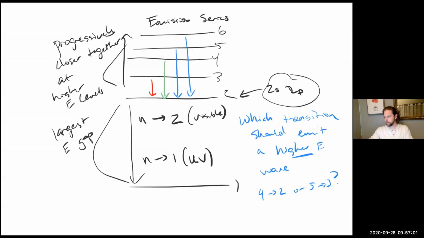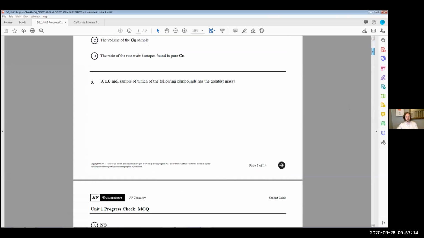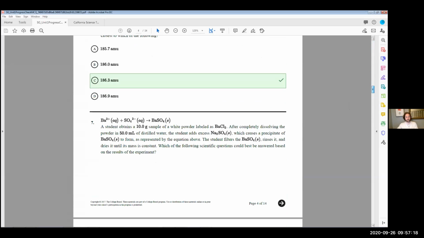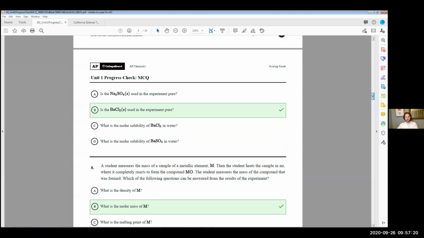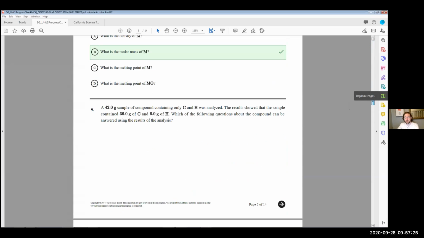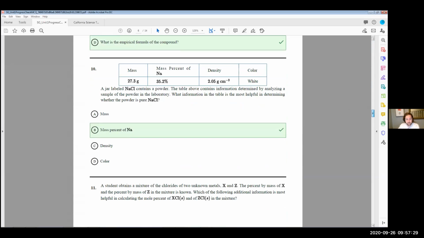Okay. What I'd like to do for you is go through the progress check and talk about why some of these have particular answers, because these are really good questions to go over. You got the graphs, that will probably look familiar. So these are a good review of the mass questions that are part of Unit 1 that we haven't done in a little bit.